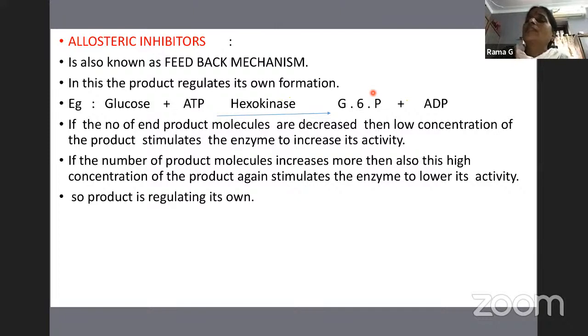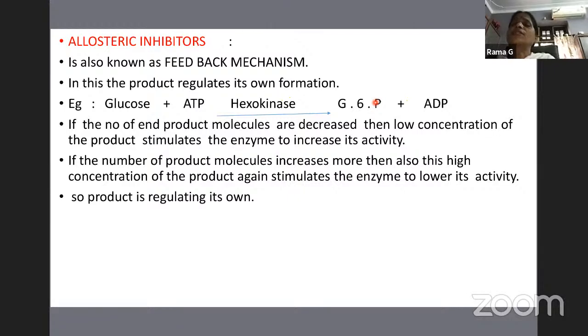Then with this low concentration of product molecules, they stimulate the enzyme to increase its activity. Then automatically the number of end product molecules increases. That is one situation.